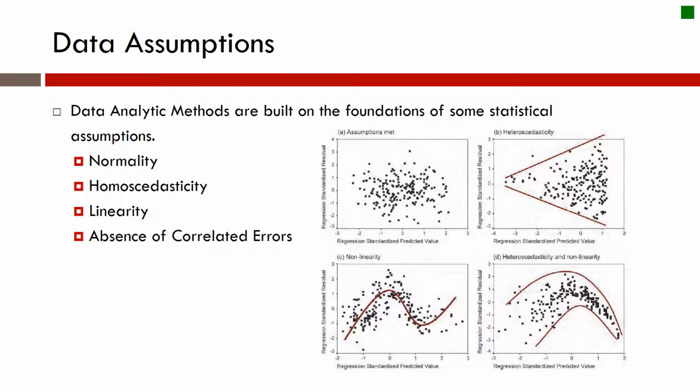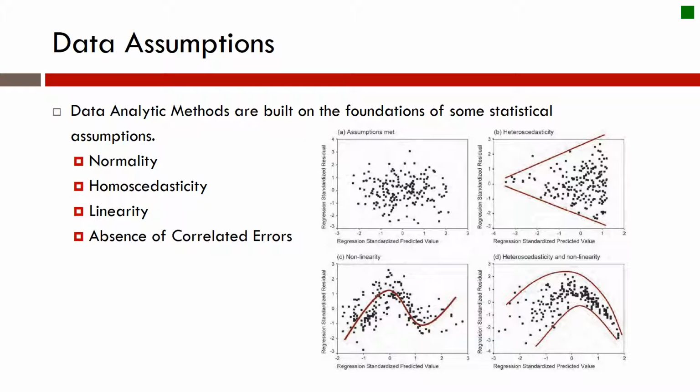One is normality. So the data should be normally distributed, and so we want to look for features that would suggest normally distributed data. And if the data is not normally distributed, then we need to correct for it. So we need to do some type of transformation usually to make sure that the data is normally distributed.